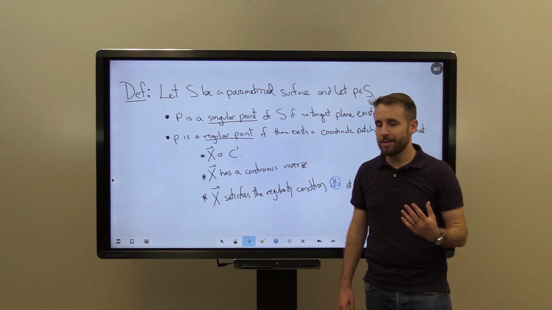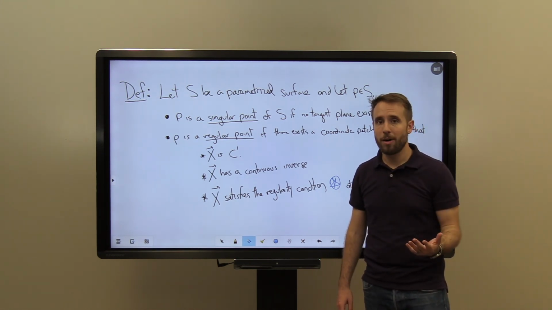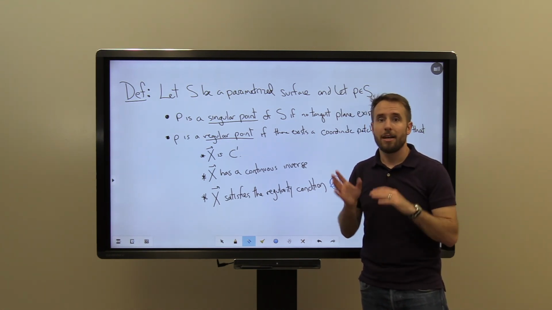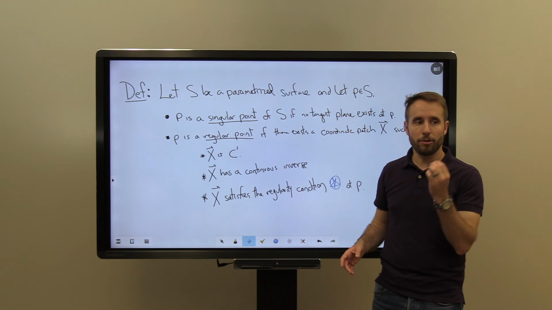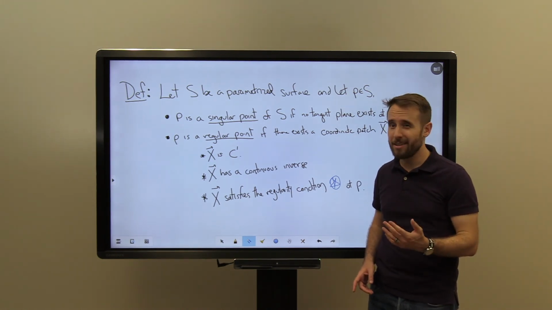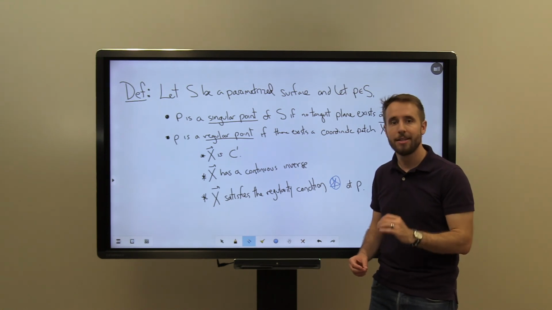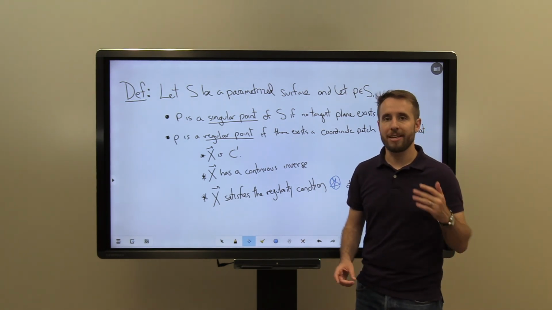And regular points will be really, really worthwhile, because at a regular point, our tangent space looks nice, our surface looks nice, our surface looks locally Euclidean in a certain sense, and we will be able to measure geometric quantities on it by performing calculus.